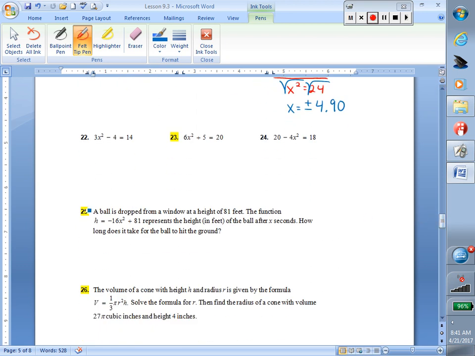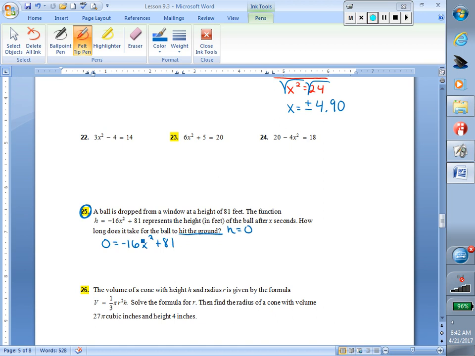The last example I want to look at with you is number 25. A ball is dropped from a window at a height of 81 feet. The function h equals negative 16x squared plus 81 represents the height in feet of the ball after x seconds. How long does it take for the ball to hit the ground? Remember, when something is on the ground or hitting the ground, its height is 0. So if it hits the ground, that means our h is 0. So we want to substitute 0 in for the h and solve our equation for x.